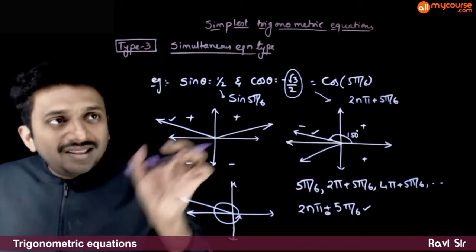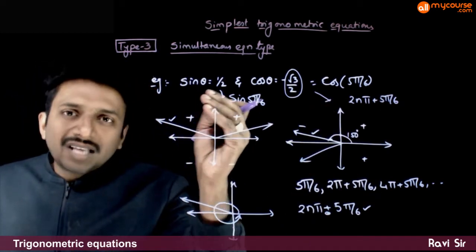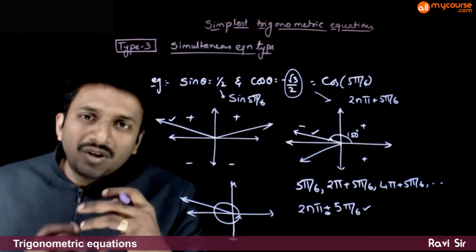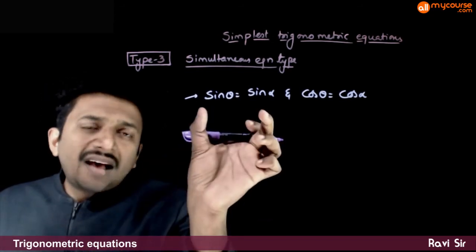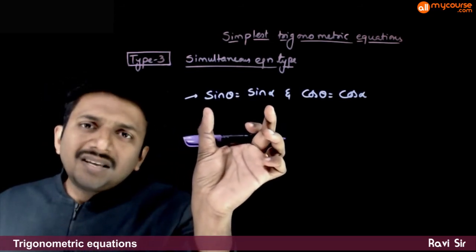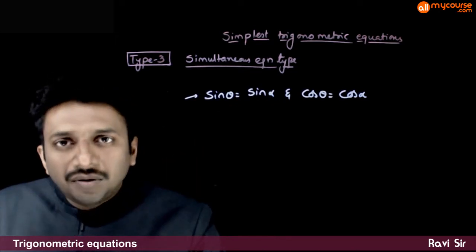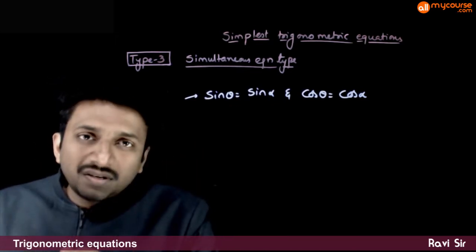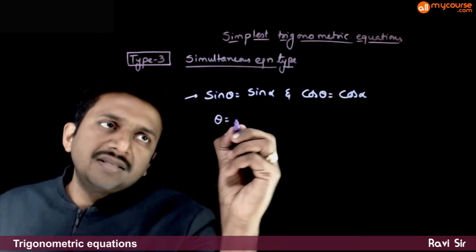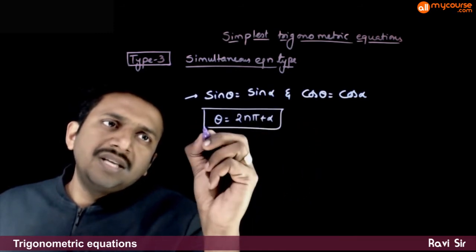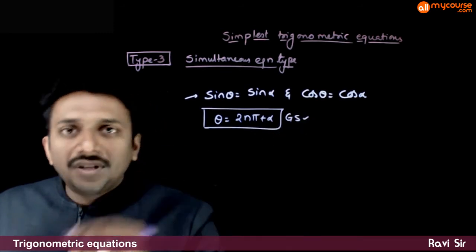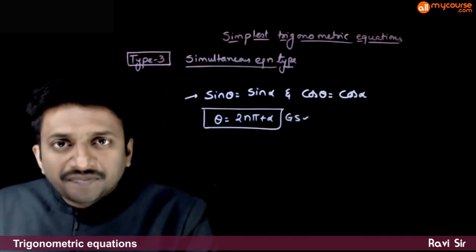So now let us look at the general solution for simultaneous equations. How do we write it in formula form? In type 3 questions, you'll have questions like this: sin theta is equal to sin alpha and cos theta is equal to cos alpha. You'll be given two equations. So what is the solution for this? Theta is equal to 2n pi plus alpha. So this is the general solution to this set of equations.